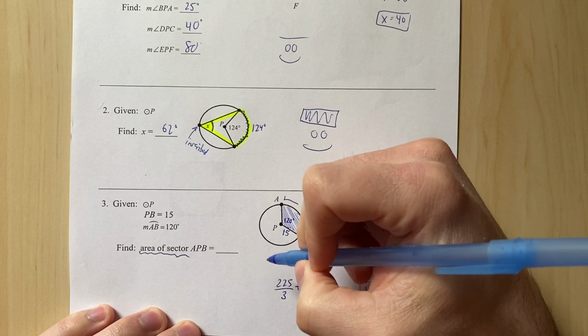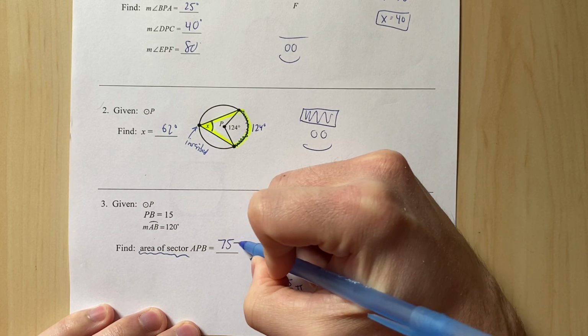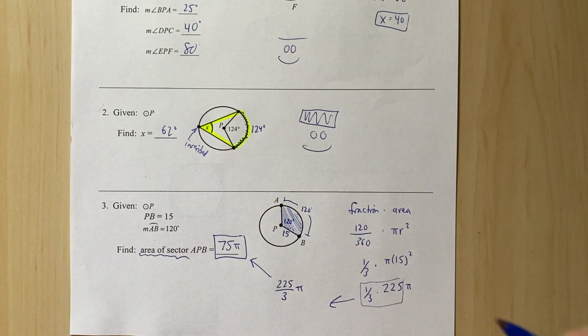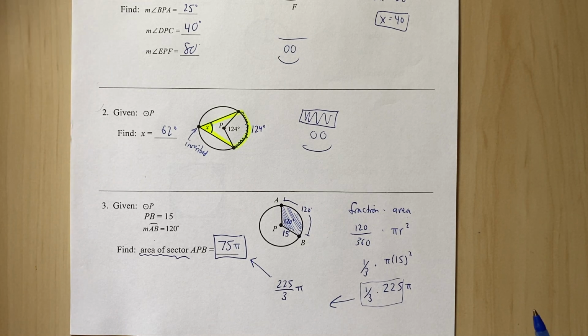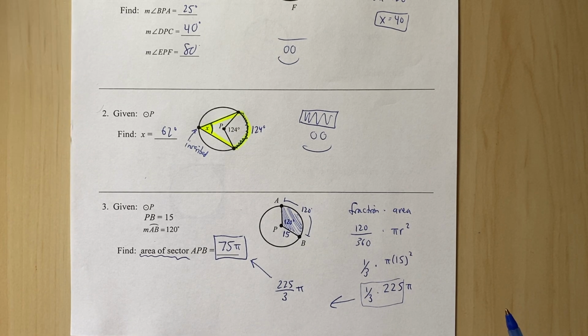But this simplifies to 75 pi. So again, just showing you the intermediate step of how to get there. If you want to just jump from here to here, that's fine with me. You do you. Okay, love it.